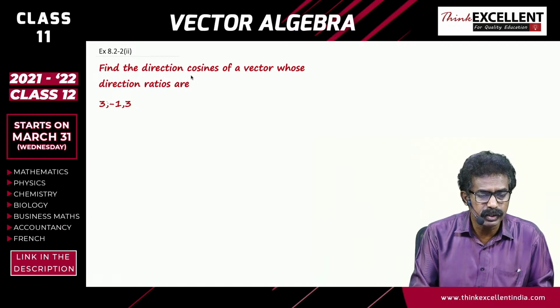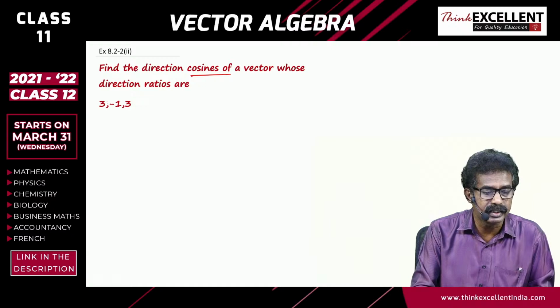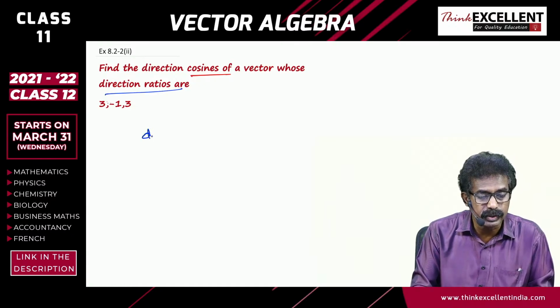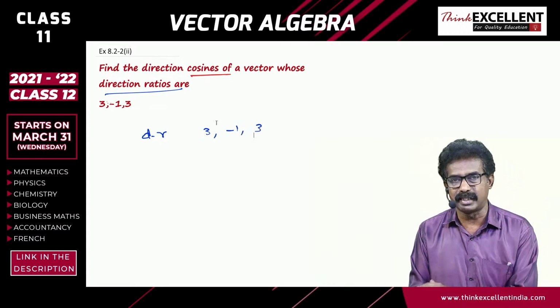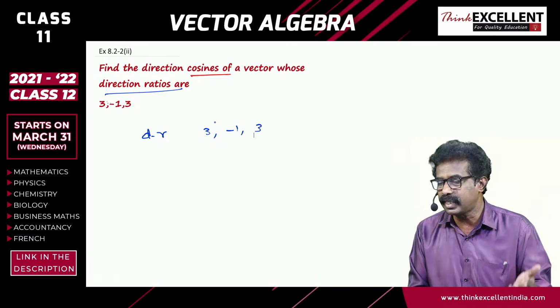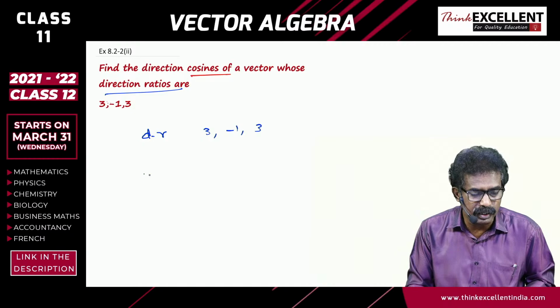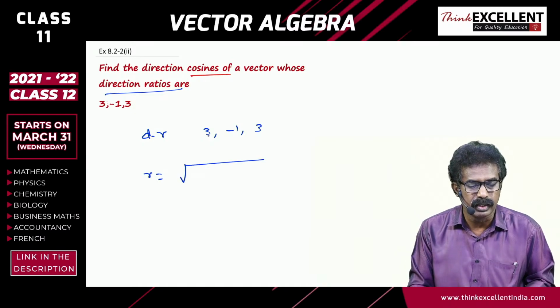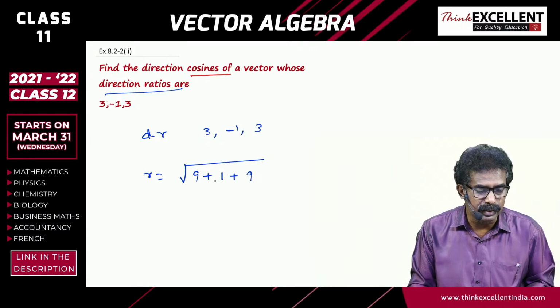Yes, they can be. Look, another question. Find the direction cosines of a vector whose direction ratios are 3, minus 1, 3. So these are our x, y, z. What we need? Direction cosines. Direction cosine என்ன பண்ணலாம்? x by r, y by r, z by r. அப்போ r மட்டும் கண்டுபிடிக்கணும். r என்கிறது magnitude, root of 3 square 9 plus minus 1 square 1 plus 3 square 9. So you are getting root of 19, right?